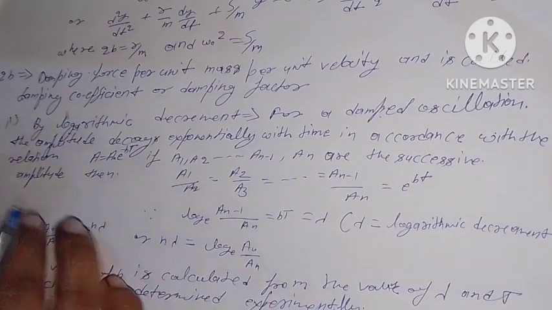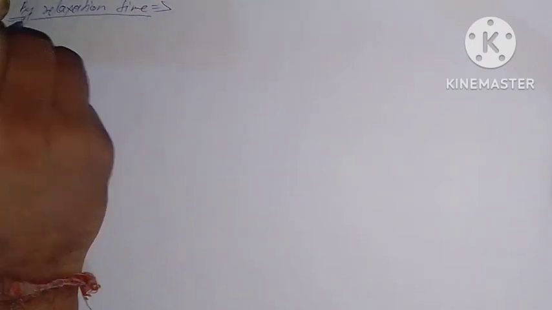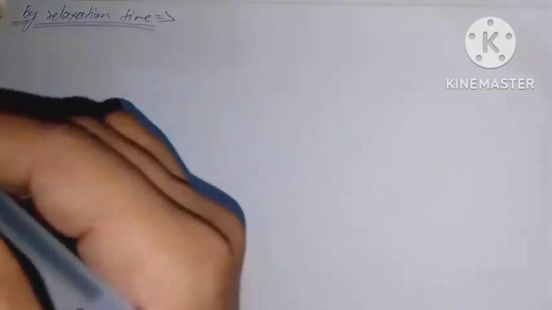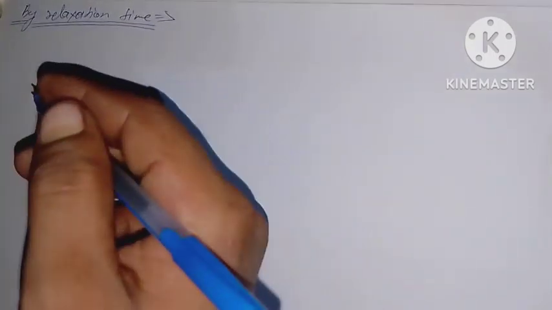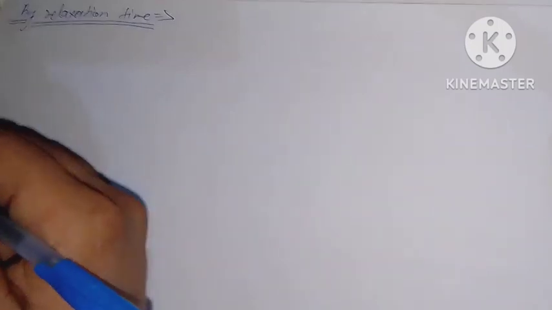Next, by relaxation time. The value of damping coefficient b can be determined by finding the relaxation time τ, the time in which the amplitude of a damped oscillation falls to 1/e of its original value, by using the relation b = 1/τ.